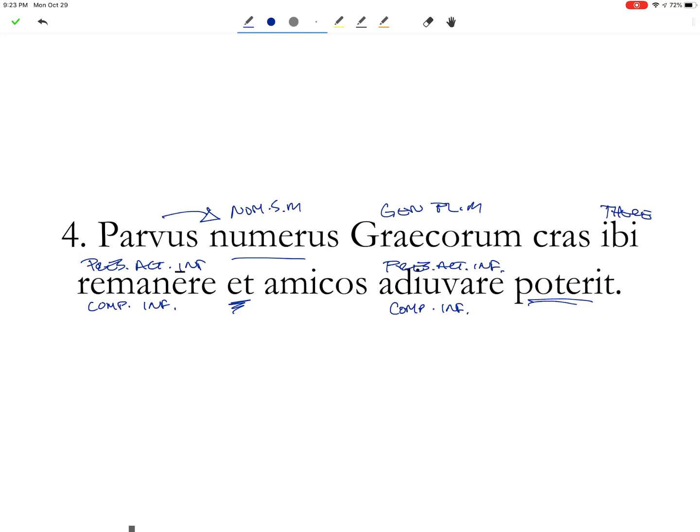We don't have enough information. Pick one. A small number of Greeks will be able to remain there tomorrow and help friends. Help friends is fine. Interesting. Cross equals tomorrow.